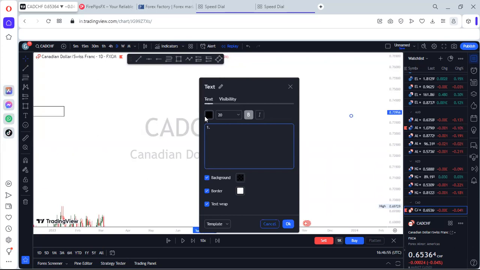Plotting of Fib should be done in the direction of the trend. So that's number one. You must plot your Fibonacci in the direction of the trend, just like I've been doing.